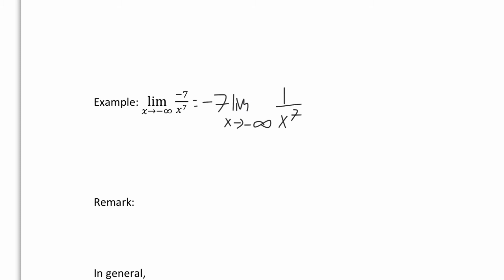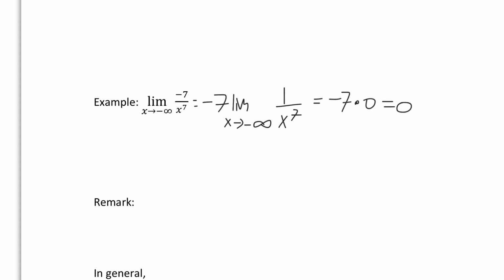Now, we have to think about taking very large negative numbers, so large in the negative direction. Let's say we picked negative 100. Well, negative 100 to the power of 7 is still going to be negative, but it's going to be a huge negative number. And when you do 1 divided by a huge negative number, you get really close to 0. And so this quantity, again, is going to be equal to negative 7 times 0, because this is approaching 0. And of course, that'll just give you 0 in the end.